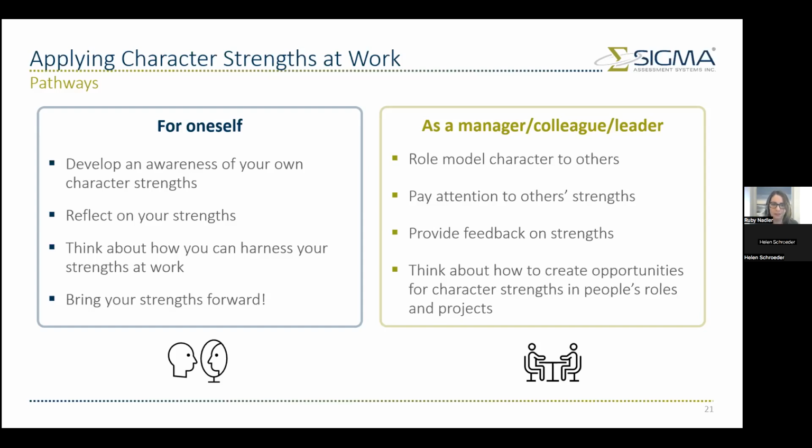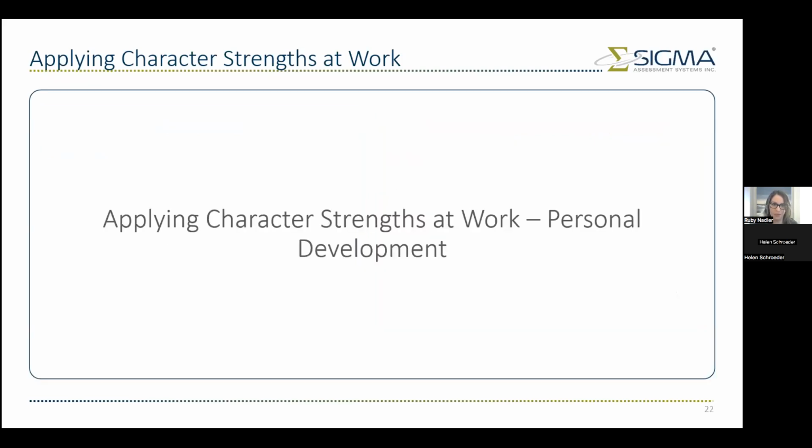So for yourself, the first thing that you have to do is to develop an awareness of your own strengths. Then reflect on your strengths and think about, what situations are they showing up in? How can I use them in new ways? And then actually remembering to do that. So that's what you can do for yourself. And then I'm going to talk through a process that you can use when working with other people.